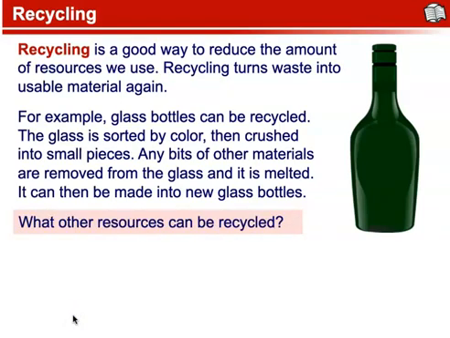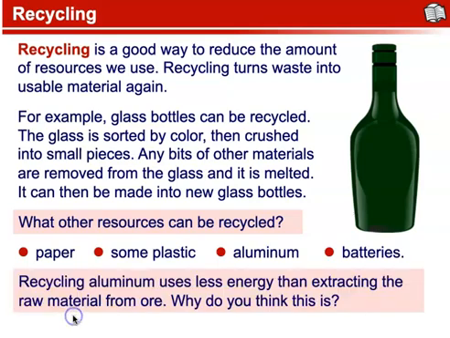What are other resources that can be recycled? Paper, some plastic, aluminum, batteries. Recycling aluminum uses less energy than extracting the raw material from ore. So why do you think that is? Recycling also prevents potentially useful materials from ending up in landfills. Recycling can help the environment by limiting the amount of space needed for landfills, as well as reducing the amount of raw material that needs to be gathered from the environment.